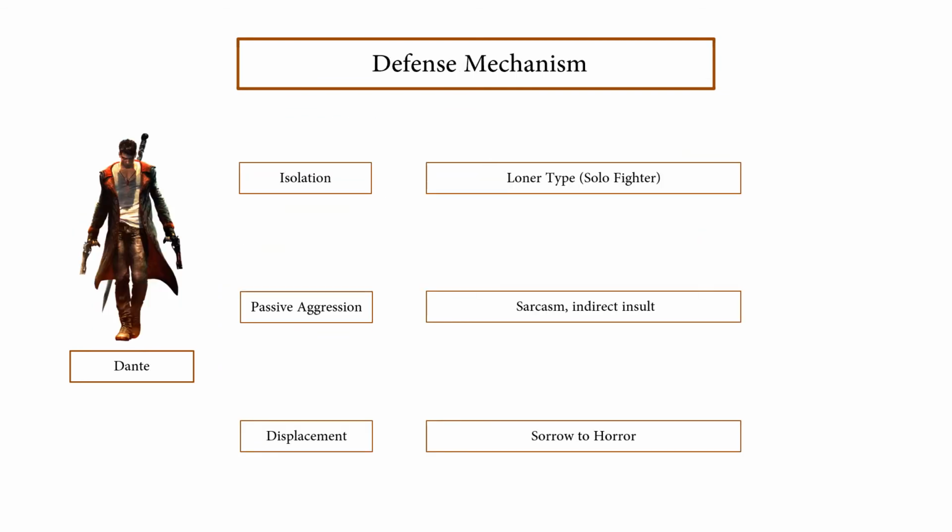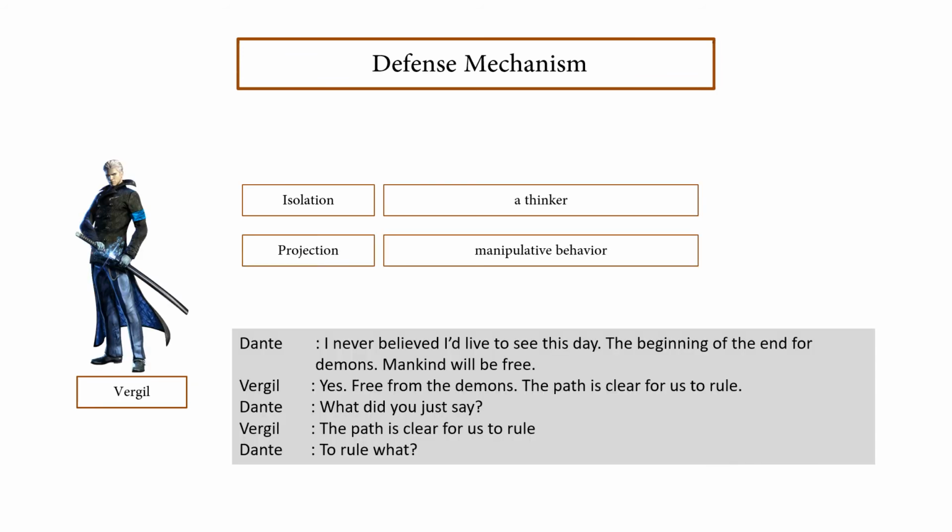From the point of view of defense mechanism, it could be seen that Dante selected isolation, and he also showed passive aggression by using insult or sarcasm, and he also showed a displacement mechanism. Virgil, on the other hand, also had certain mechanisms in which he conducted isolation and projection.